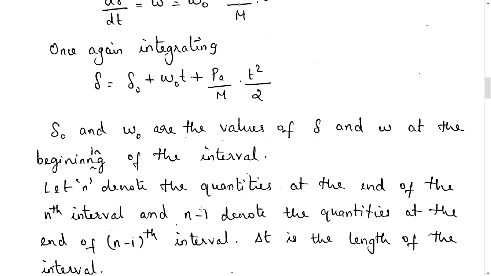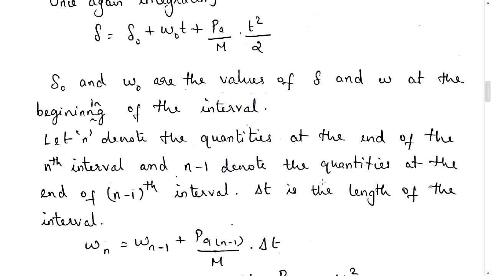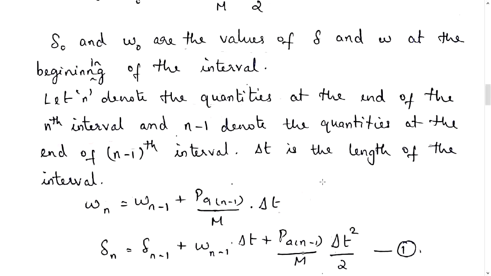Now we let n denote the quantities at the end of the interval. If you are taking an interval, the letter n denotes the value of the quantities at the end of the interval, and n minus 1 denotes the quantities at the end of the (n minus 1)th interval, and Δt is the length of the interval.